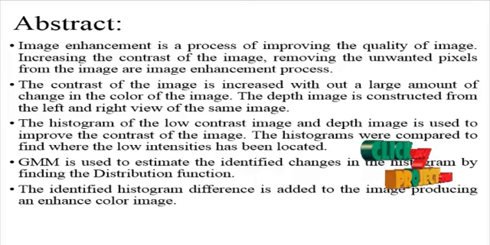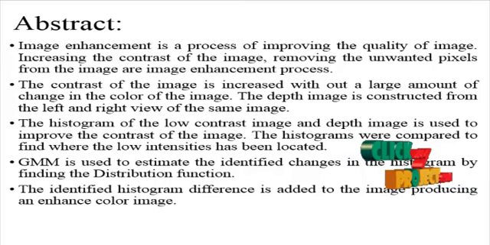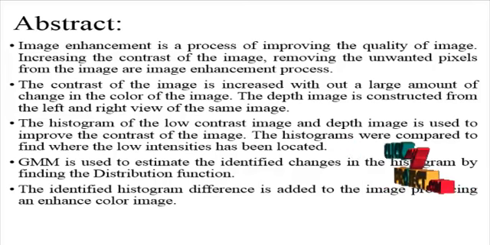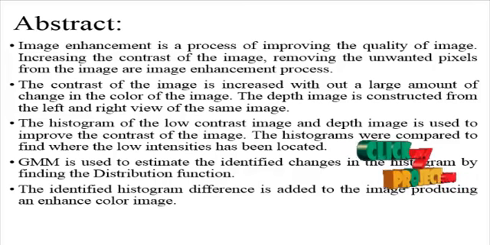Let me discuss the abstract of the process. In this process, the main concept is the enhancement of a low contrast image using histogram modification. Basically, the image enhancement process deals with improving the quality of images, that is, increasing the contrast, removing unwanted pixels, and so on. Here we are increasing the contrast of the input image.